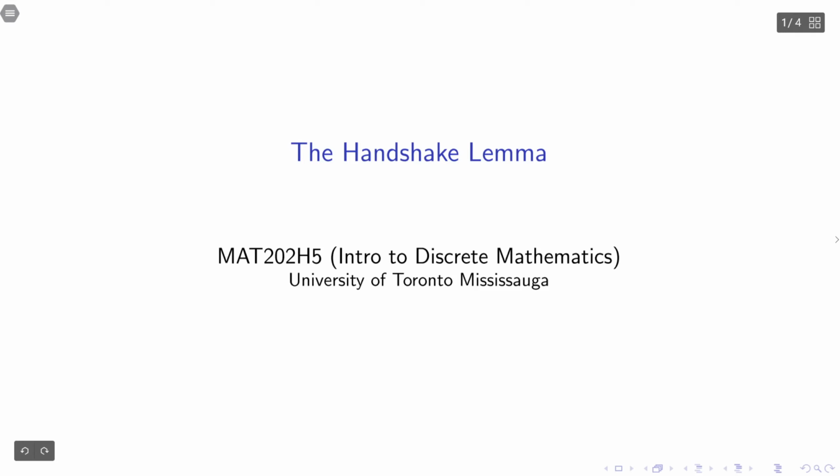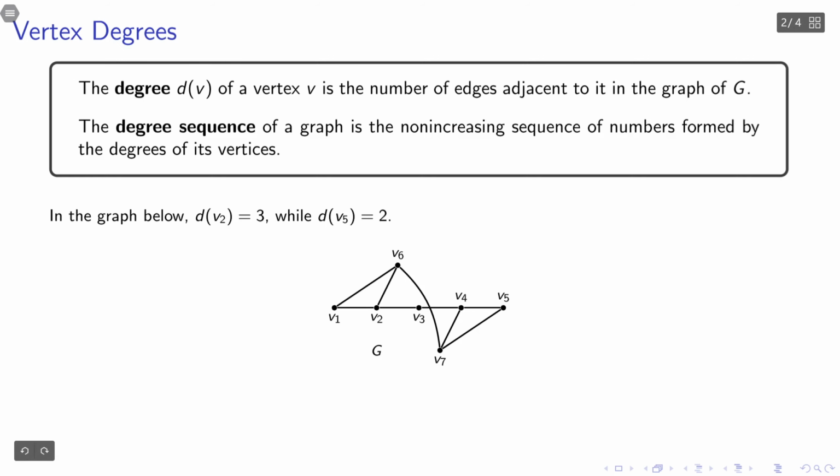Okay, so in this video, we'll prove our very first graph theory result. In the previous video, we talked about the basic definitions, right? Vertices, edges, degree, endpoint, adjacent, incident, all this terminology that you'll have to get used to when you talk about graphs. And we talked about degree sequences.